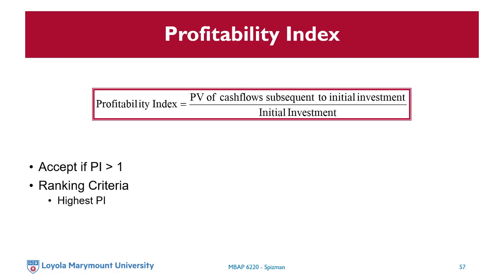The other method is called the profitability index, where we take the present value of the cash flows, ignoring the initial investment, and then instead of subtracting the initial investment like the NPV, we're going to divide by the initial investment. So this is more of a ranking criteria. If the profitability index is above 1, you would accept. If it's below 1, you would reject. But the higher the profitability index, the better off.